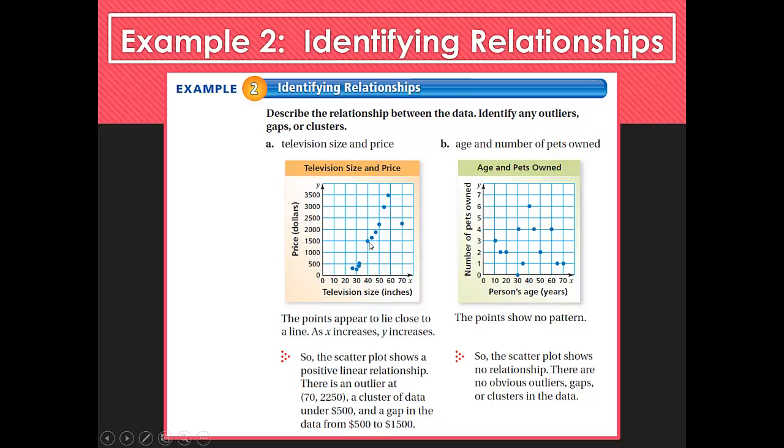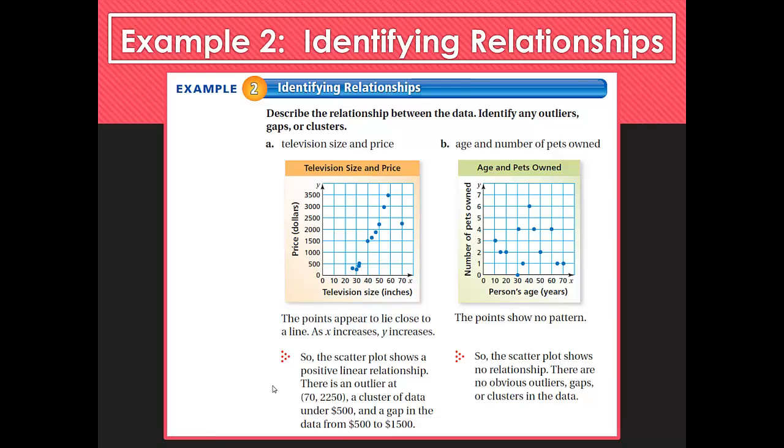We could take a line and we could draw them through the points. It wouldn't hit every point, but it would be a representation of the data. As x increases, y increases. So as our numbers for x are getting larger, our numbers for y are also getting larger. So the scatter plot shows a positive linear relationship.